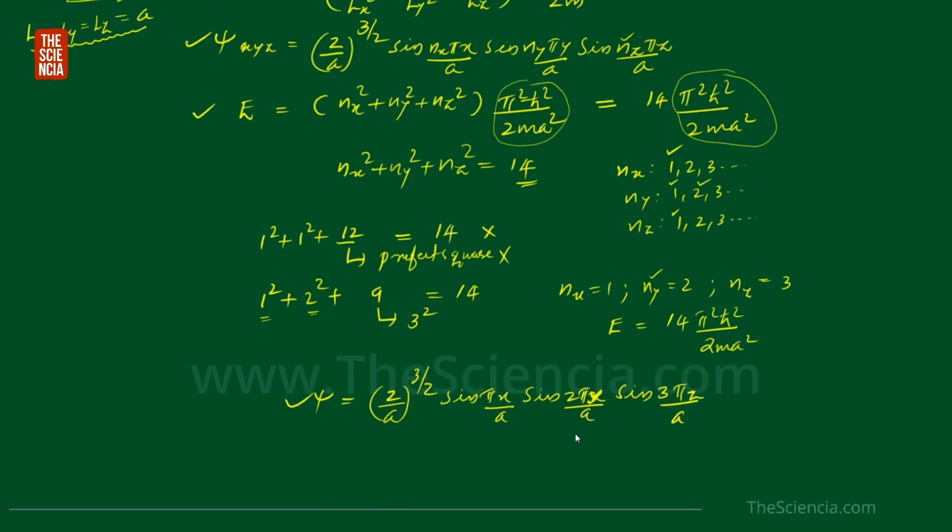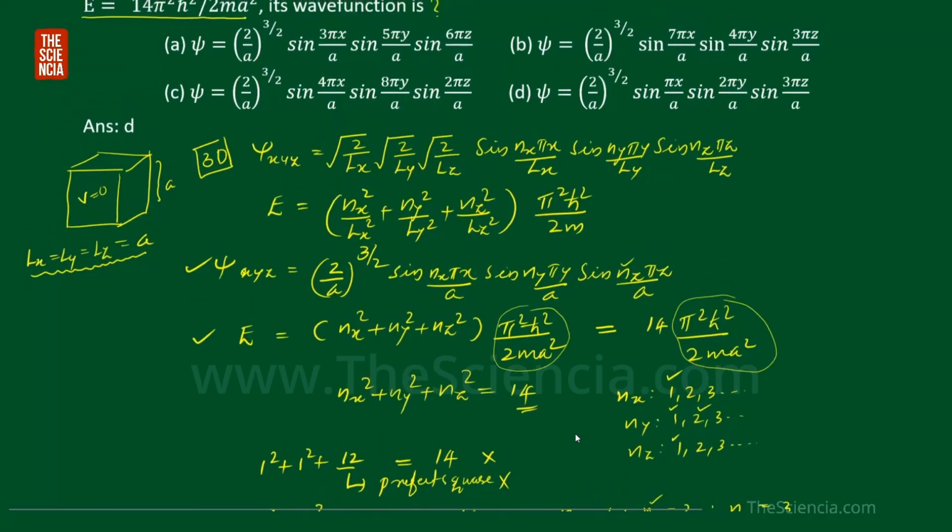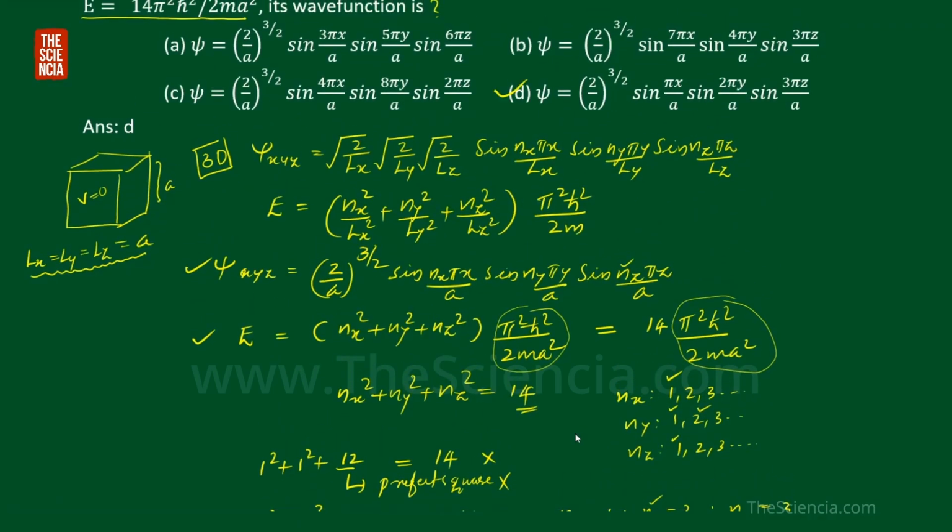So which one is the answer? See, option D: 2 by a all raised to 3 by 2 sine, nx is here 1, here ny is equal to 2 and here nz is equal to 3. Okay, so this is the answer, option D.